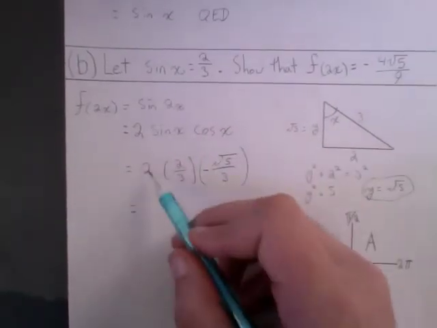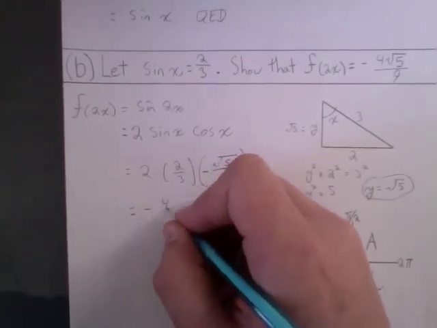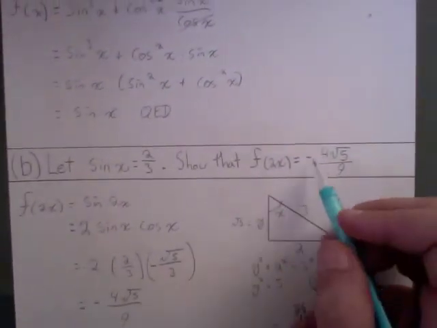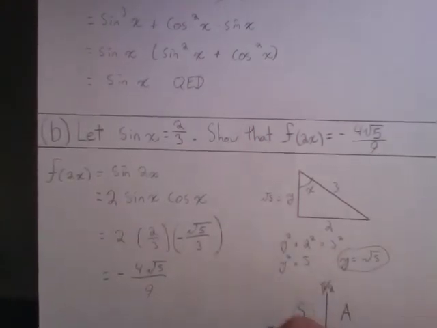Now, all you have to do is multiply 2 by negative root 5, which becomes negative 4 root 5, over 3 times 3, which is 9. Now you've shown that f(2x) equals negative 4 root 5 over 9. That's all there is to it.